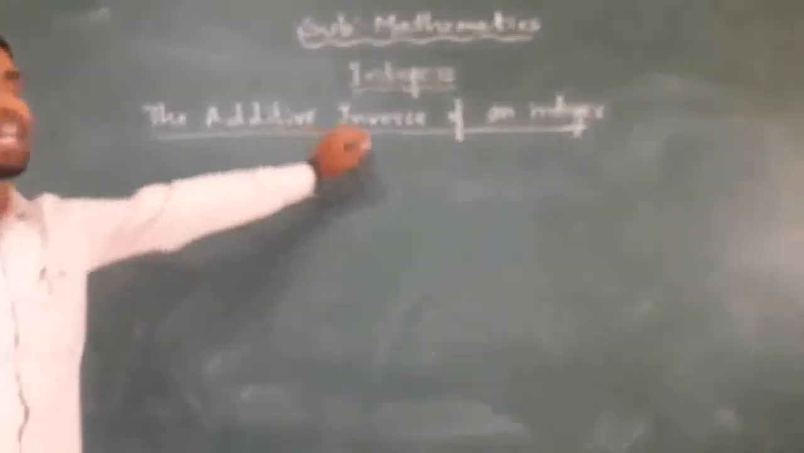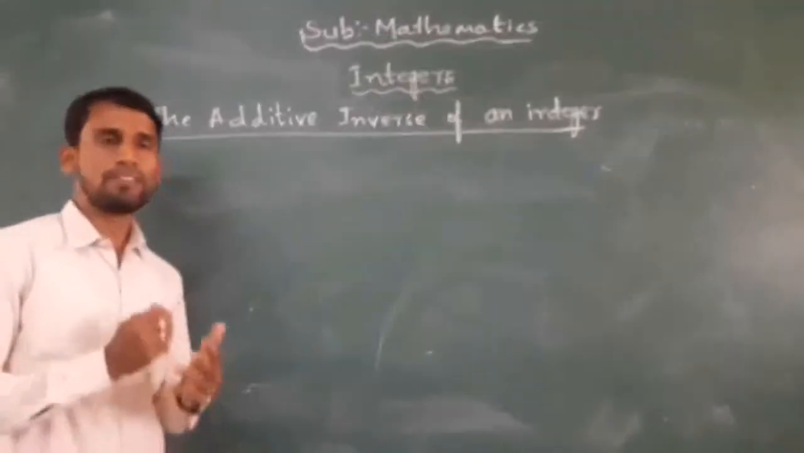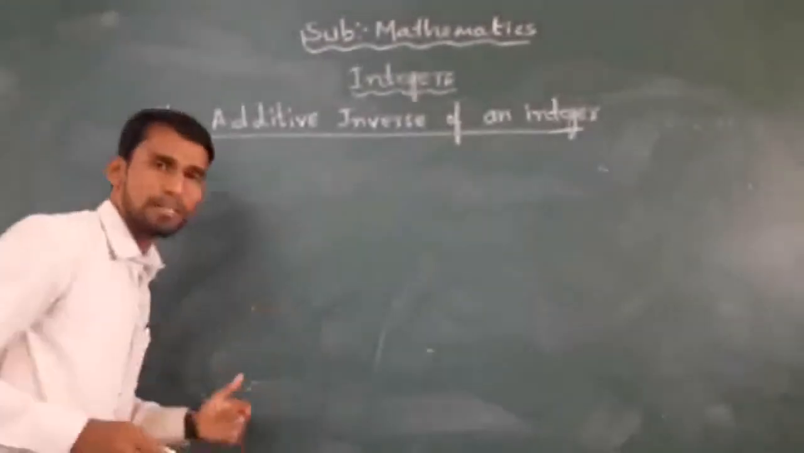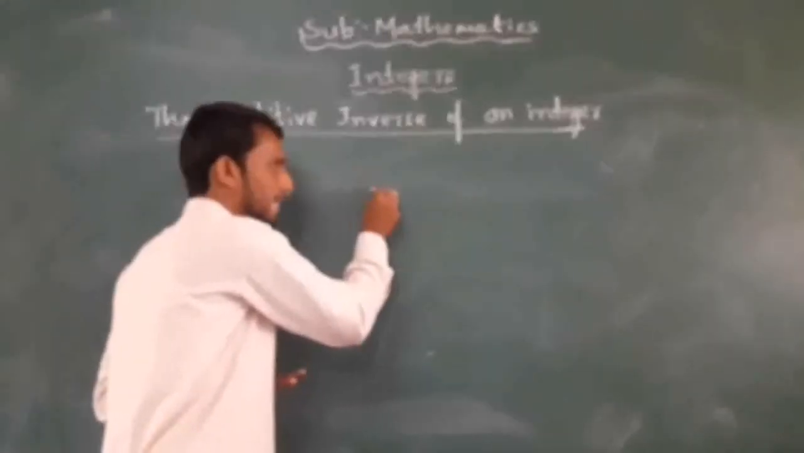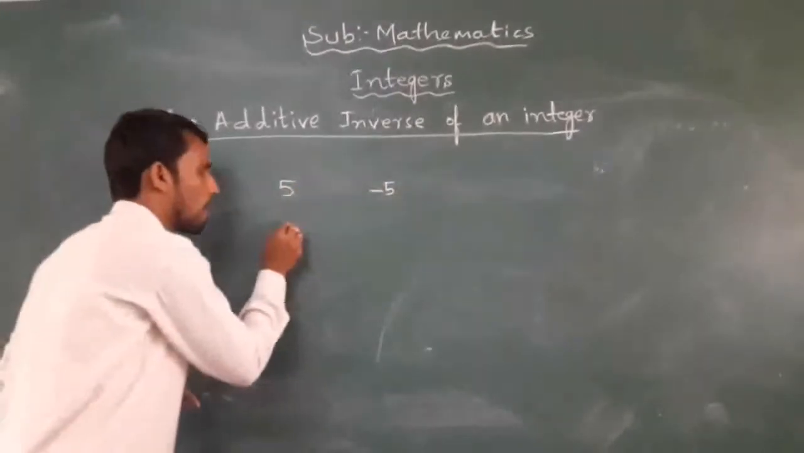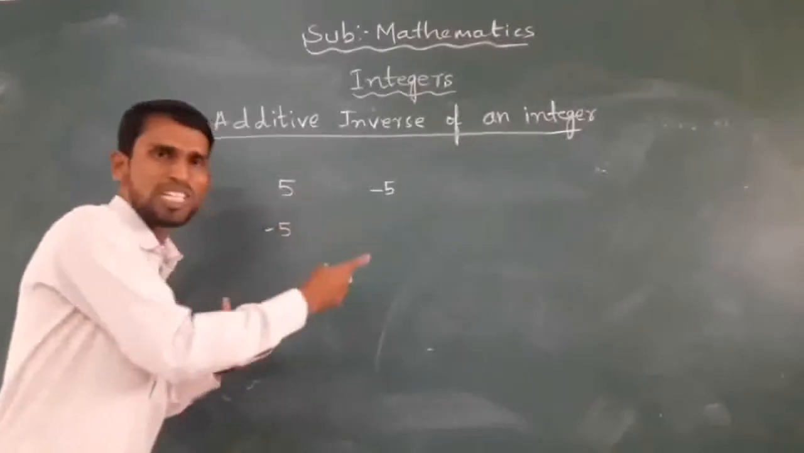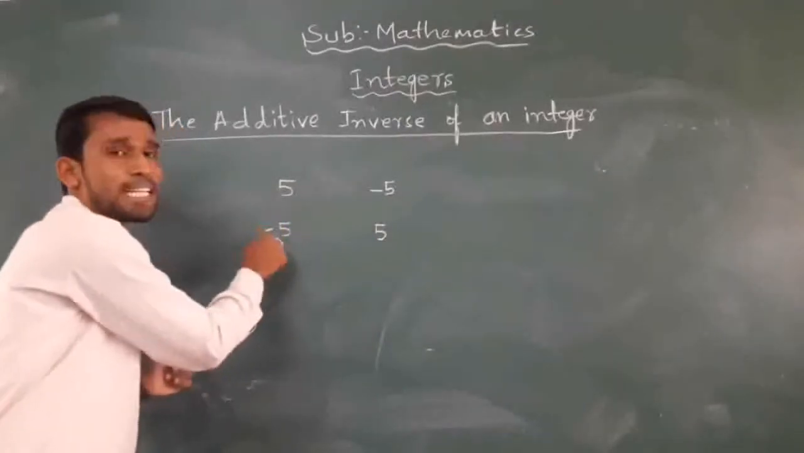Next, see, in this chapter we are learning about the additive inverse of integers. Additive inverse means, I am explaining by using one example. 5, this is the positive number. If I take the opposite sign, negative 5. Minus 5 is the additive inverse of 5. If I take minus 5, the opposite sign, that is plus 5. This is the additive inverse of minus 5.